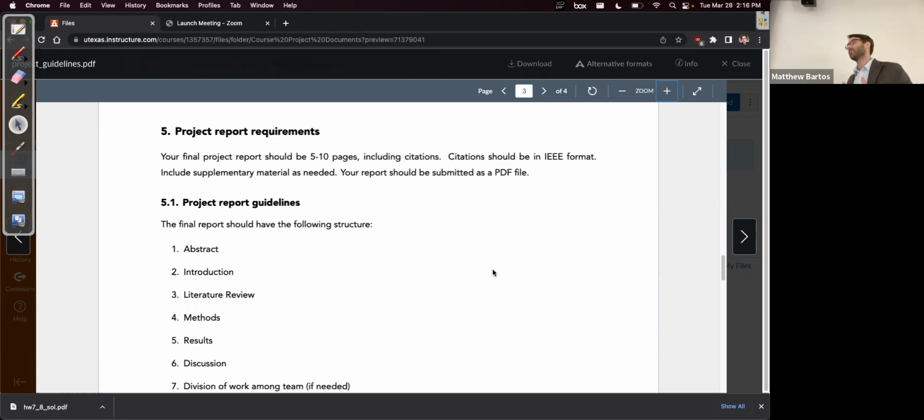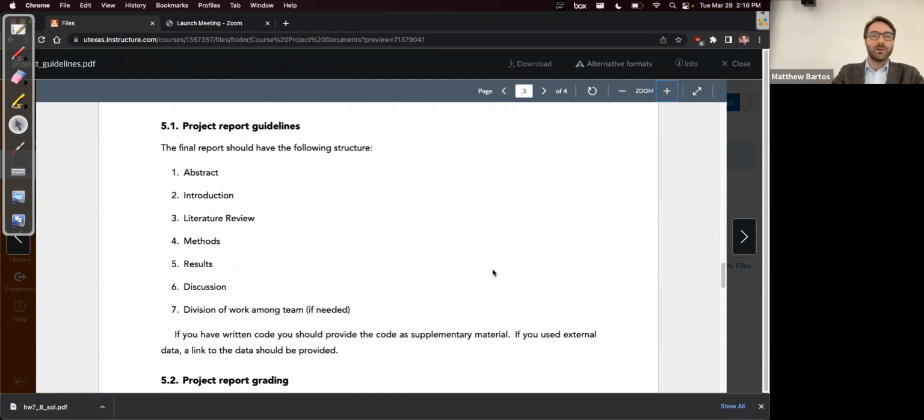The length isn't really the most important part to me, although you do need a report of that length to describe your methods, describe your results, present your figures, and so on. So I would say 5 to 10 pages would be appropriate. Citations in IEEE format, and you can include supplemental material as needed in an appendix to the main report. You should submit your report as a PDF file to Gradescope.